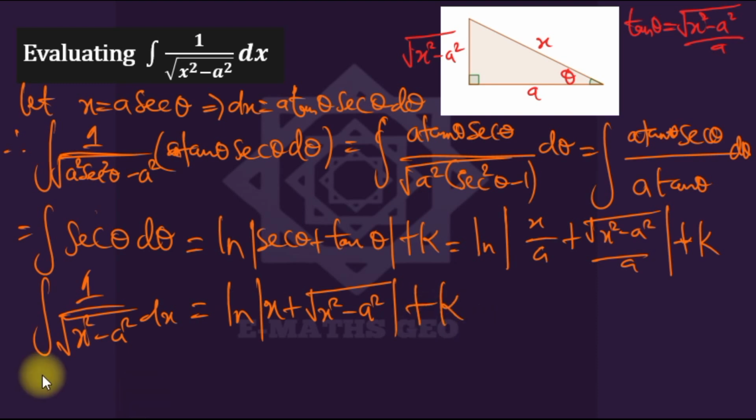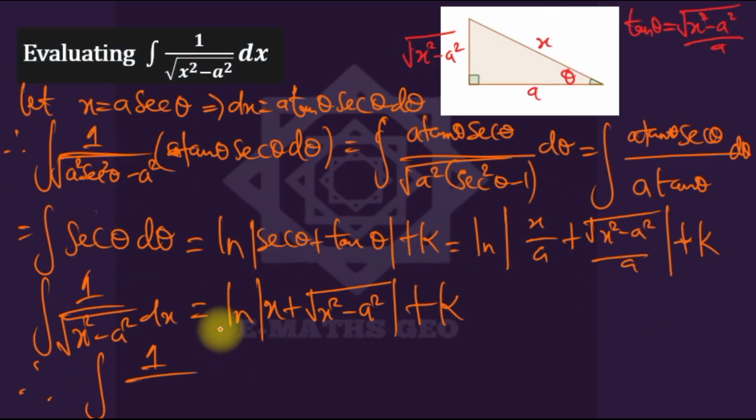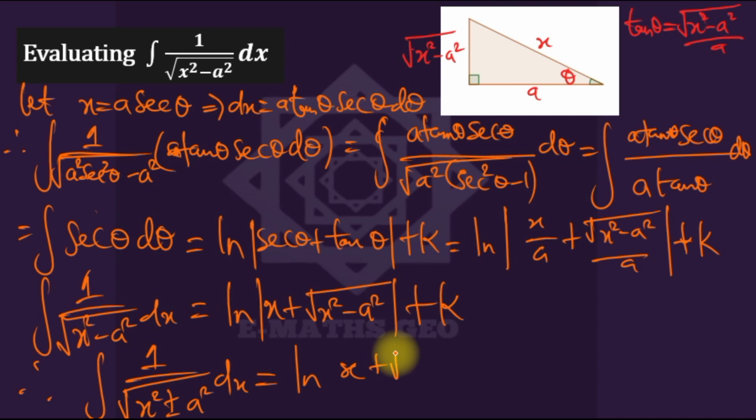So what am I trying to say? Therefore, to get the integral, we now generalize, just the difference is the sign. Here is minus when you are given minus, while the former one was plus when you are given plus. So we see that the integral of 1 over the square root of x squared plus or minus a squared dx is now ln of x plus the square root of x squared plus or minus a squared, plus k. So they are the same, just the sign is different.